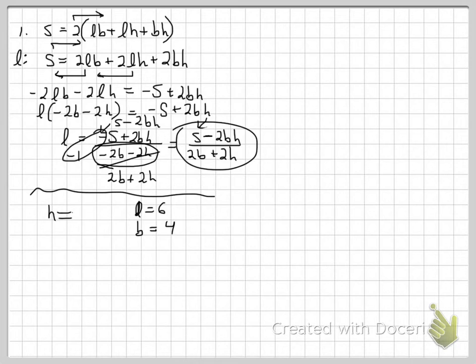And then they'll give me the surface value, which is 108 square feet. And so you'll pick up your formula from above that has h equals. You'll plug in the length, the breadth, and the surface area, and you will solve for h. That's essentially what you're doing with all of these.